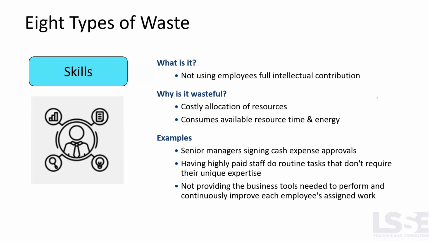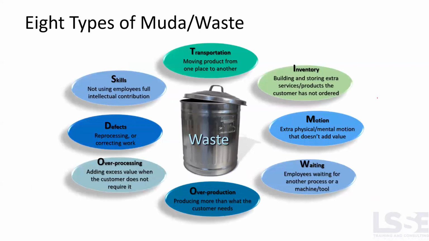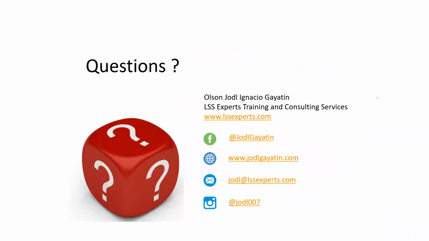So those are the different types of waste, the TIMWADS: transportation, inventory, motion, waiting, overproduction, overprocessing, defects, and skills. And I'll probably give some examples later on in the Q&A. If you'd like, I think we're done with this topic. So I think that's it for this section. We've covered the different types of waste.